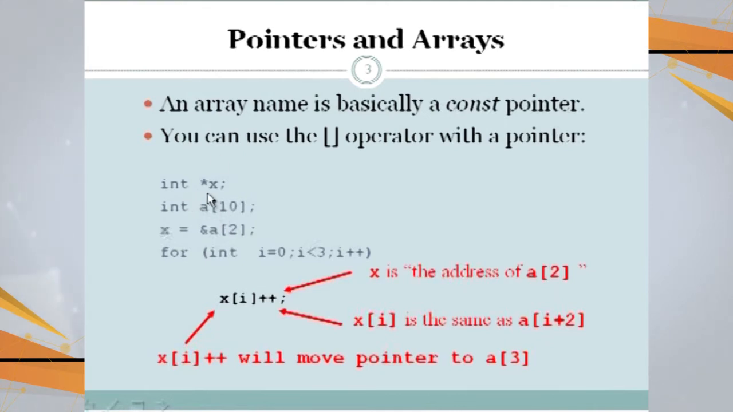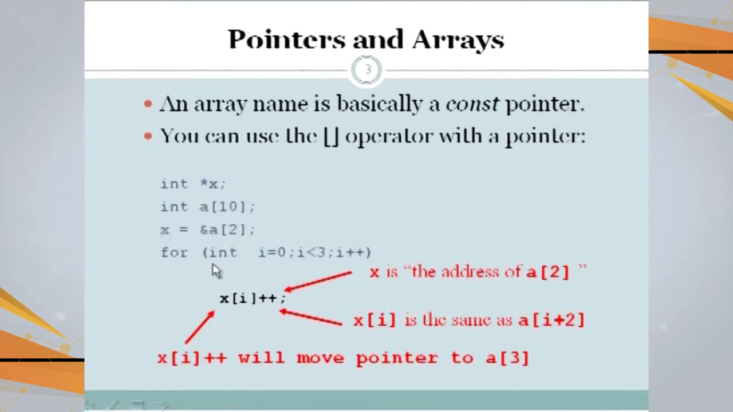In this example, we are declaring a pointer variable x of integer data type, which means this pointer variable can hold address to integer values. Then we are declaring an integer array of size 10. Then we are initializing pointer variable x to the third location of the array. &A[2] will return the address of the third element of the array.